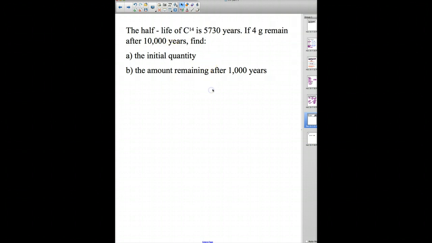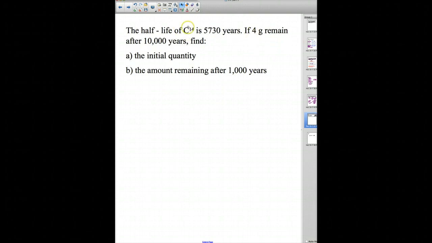So the half-life of carbon-14 is 5,730 years. If you understand how half-life works, after 5,730 years, however much we had to start with, there will only be half of it left. And then again, 5,730 years later, there will be half of that left. That's what half-life is. So anything that decays or has a half-life, after that many years, there's only half of it left, so it's decaying.